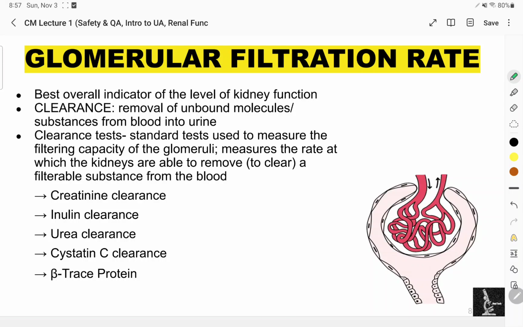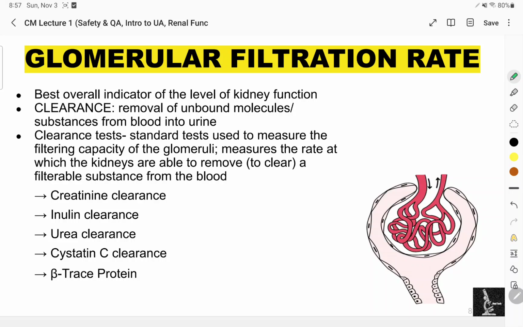So, clearance tests. These tests are standard tests used to measure the filtering capacity of our glomeruli. So, it measures the glomerular filtration rate of our kidneys, if able ba siya maka-remove or ma-clear niya ang kini nga mga filterable substances from the blood. So what are these substances? So we can use creatinine, inulin, urea, cystatin C, and beta-trace protein. So these are some of the substances used to perform clearance tests. Okay?